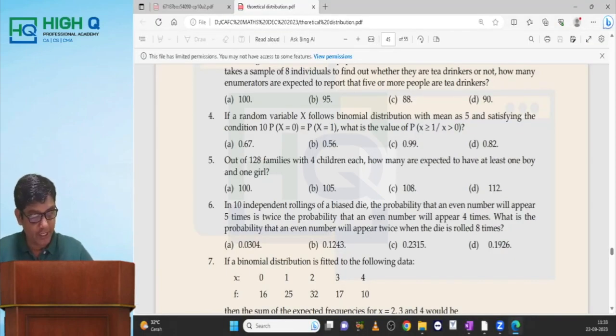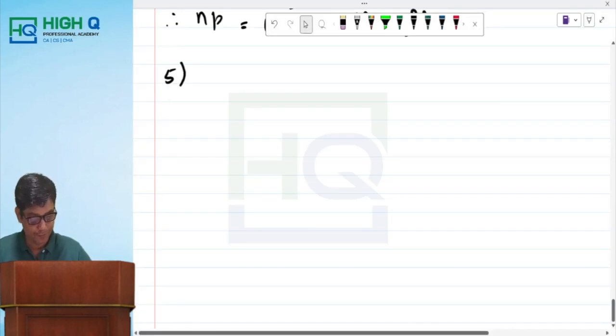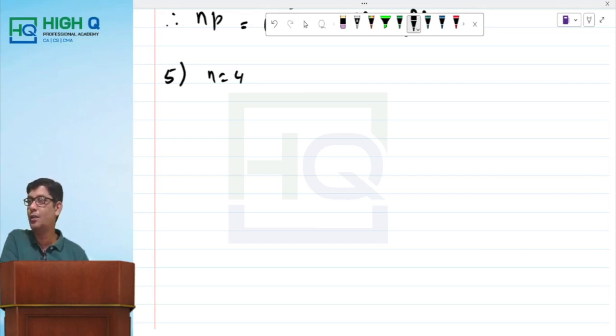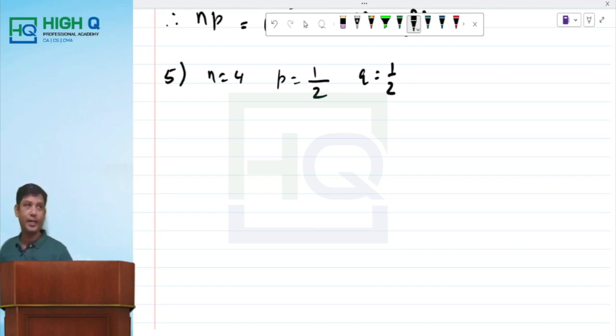4 children each. That is my n. N is equal to 4. At least one boy or one girl. So what is P equal to? What is Q equal to? Boy or girl, so the probability of getting a boy or a girl is 1 by 2.